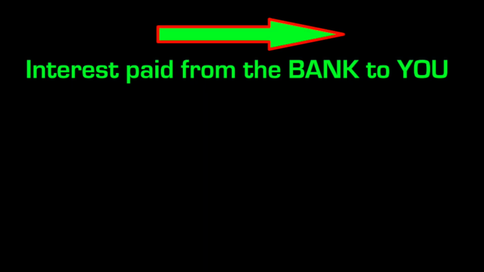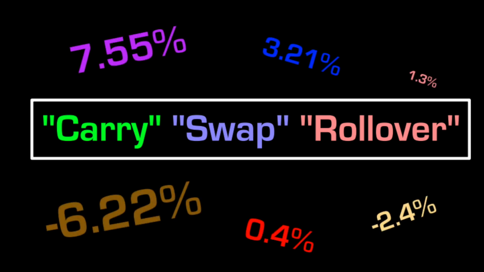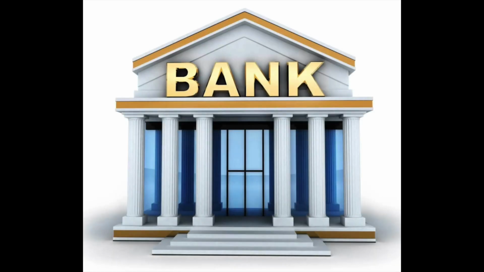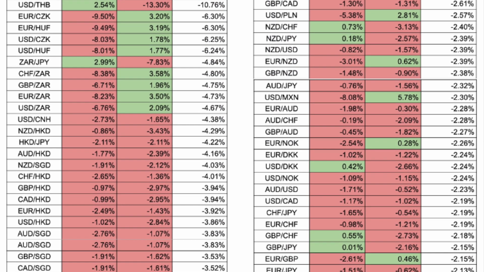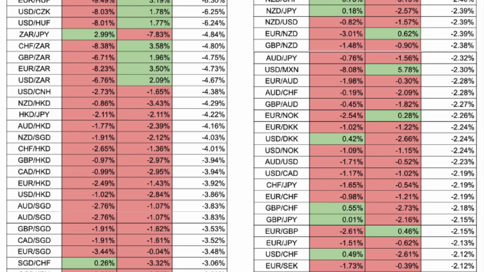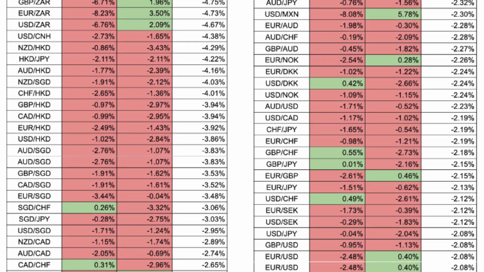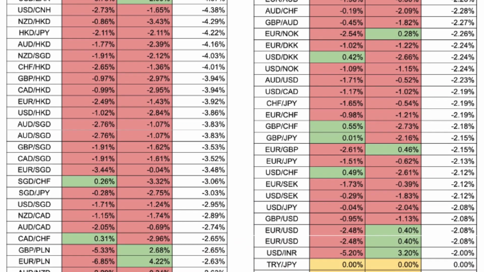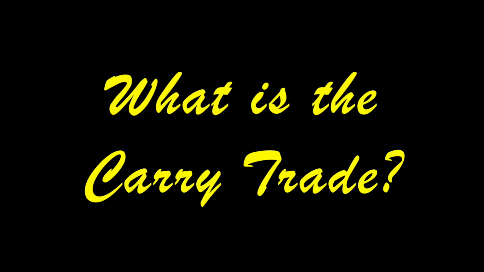The interest paid to you from the bank, or you to the bank, is also called the swap rate, or rollover. Whatever you want to call it, it's all about the interest of each currency. Every currency in the world has an interest rate associated with it, depending on whether you're buying or selling it. Check out the sample listings of interest rates from a typical broker. Notice that some rates are positive when you are long and negative on some, and the same goes for when you short a currency pair. This dictates what direction you would want to be trading that currency pair in order to capitalize on the difference in interest.